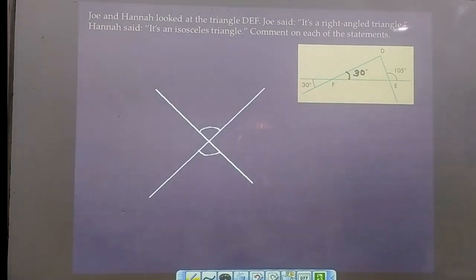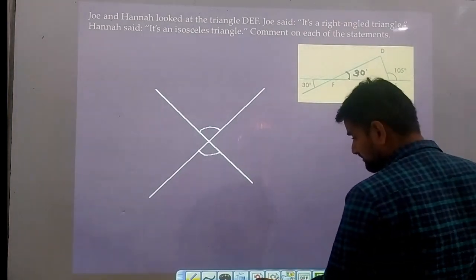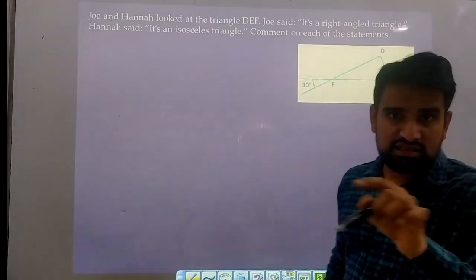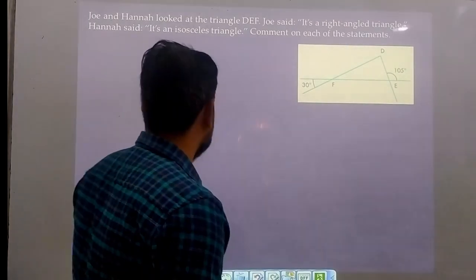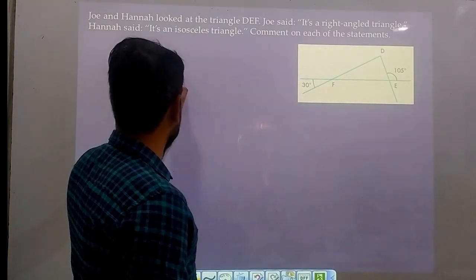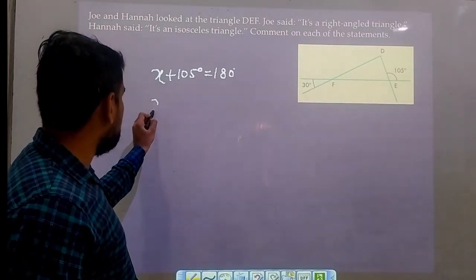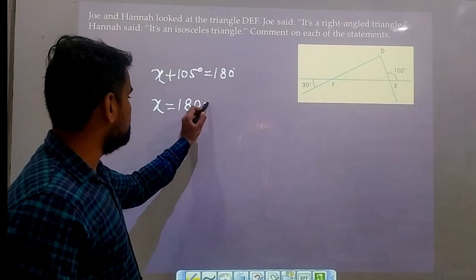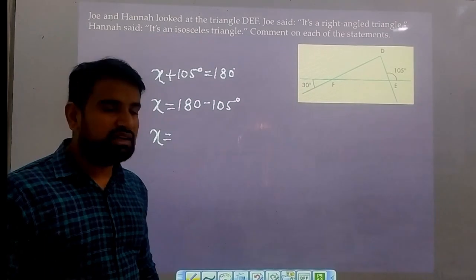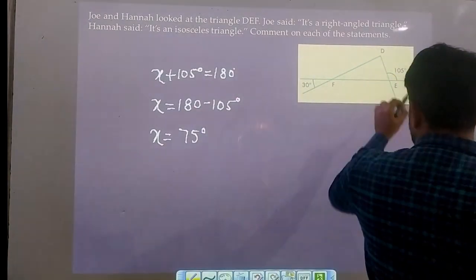Okay, so angle F we found 30 degrees, and this is 105 degrees. So this is a straight line, right? On a straight line, the sum of all angles is equal to 180 degrees. So whatever angle it is, if I say this is x, then x plus 105 degrees should be equal to 180 degrees. So x is equal to 180 degrees minus 105 degrees. Okay, so x is equal to 180 minus 100 is 80 degrees, 80 minus 5 is 75 degrees. So this angle is 75 degrees.